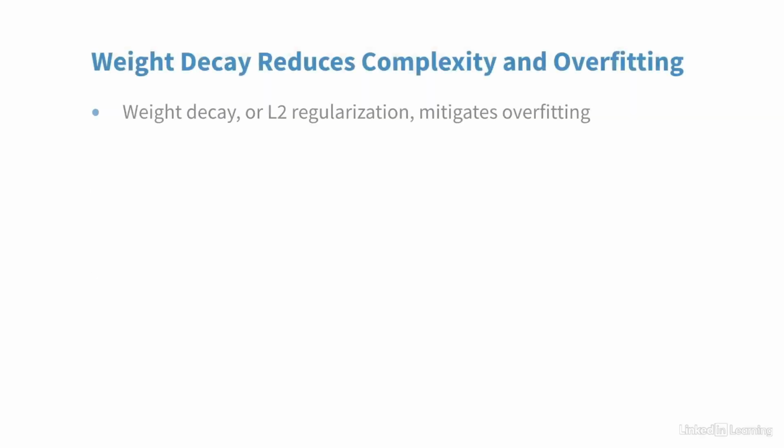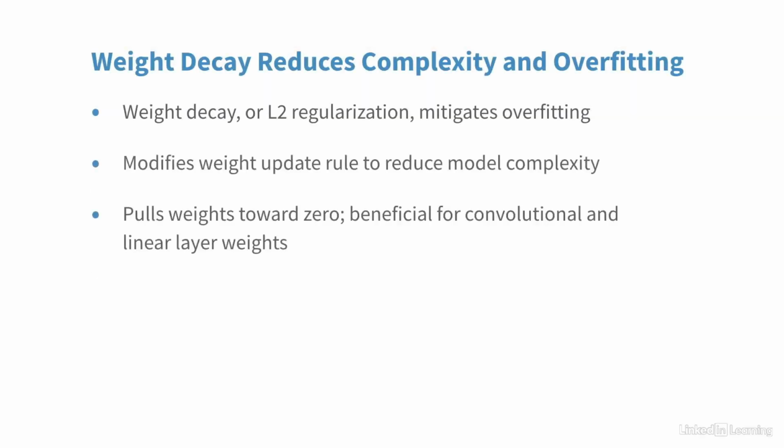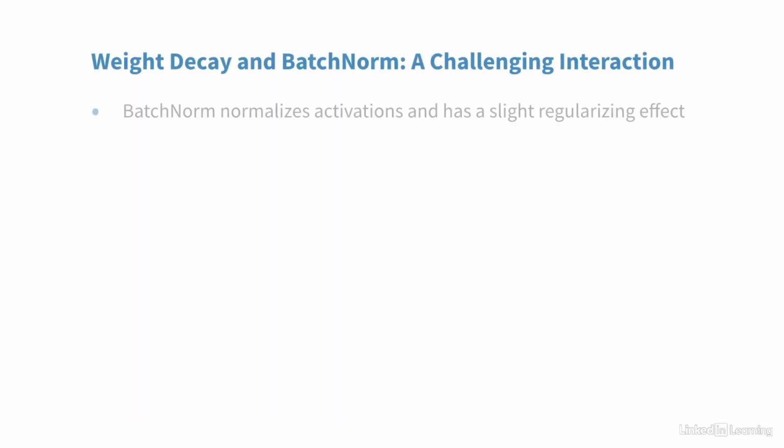Weight decay essentially pulls weights towards 0. While this is beneficial for convolutional and linear layer weights, it's not ideal for batch norm layers. Batch norm layer parameters are meant to scale and shift the normalized input of the layer. Forcing these values to a lower value would adversely affect their distribution and result in an inferior model. Batch norm itself has a slight regularizing effect.